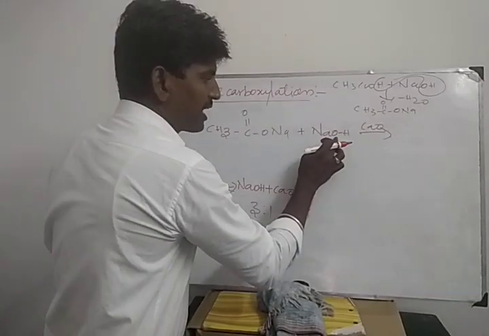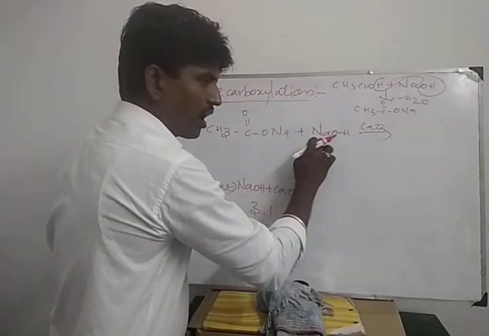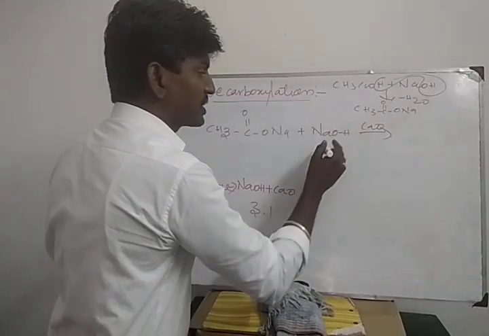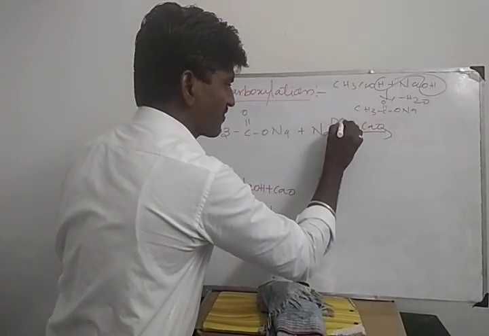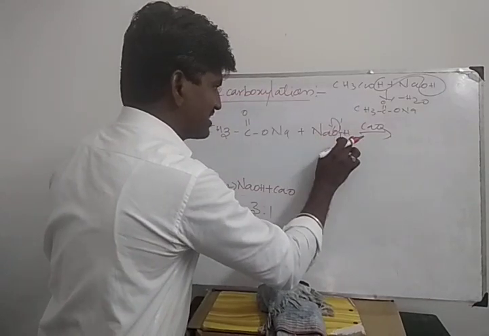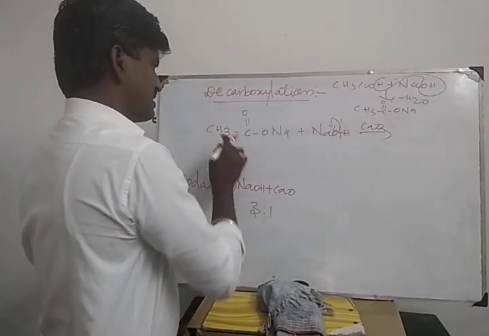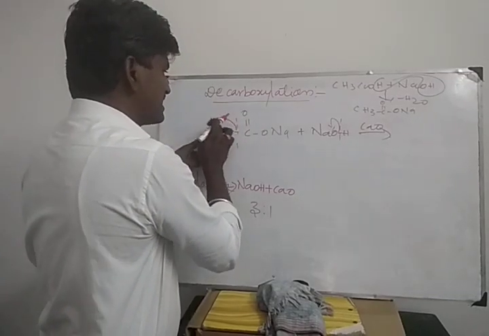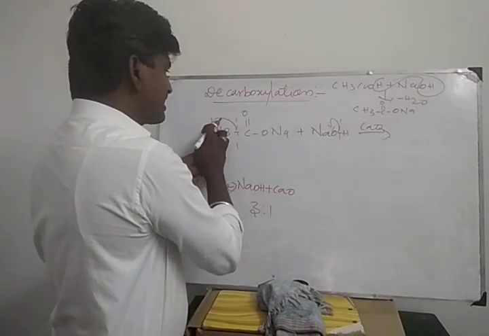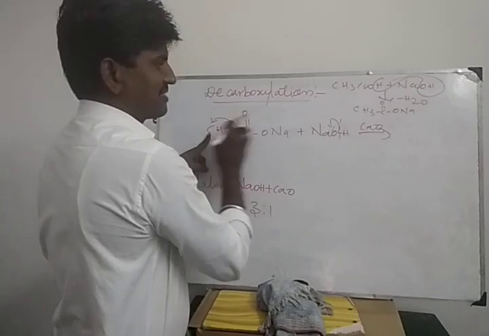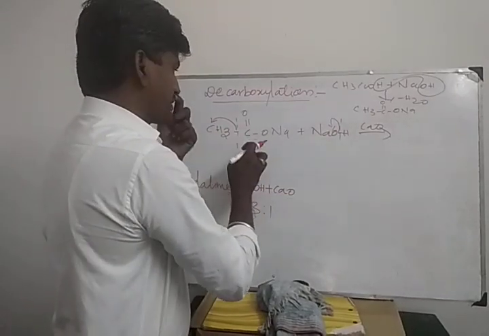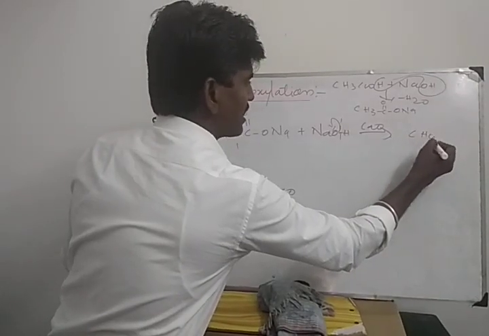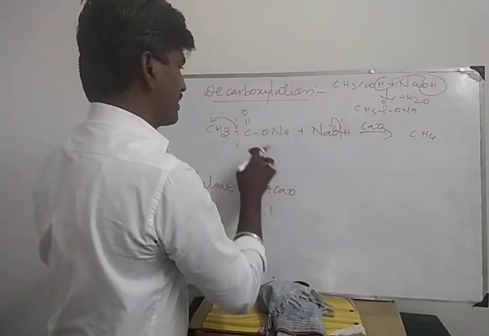Here, compare oxygen and hydrogen. Which one is more electronegative? Oxygen. So oxygen takes one pair of electrons, NaO minus, H plus. Here the alkyl group takes one pair of electrons. Here the bond breaks. CH3 minus, H plus, bond formation. So CH3 minus becomes CH4. Are you clear? You can get a hydrocarbon.